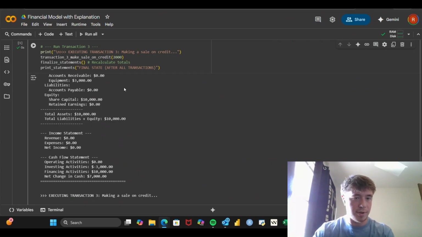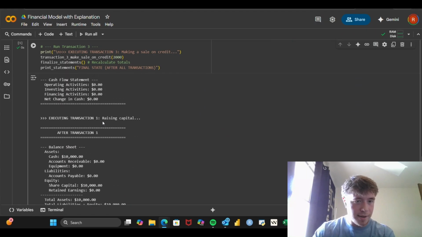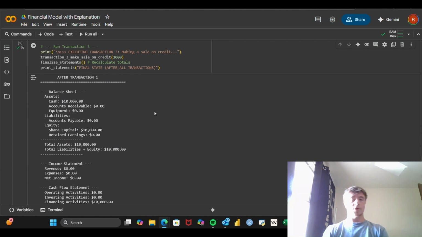So for this first one, it appears for transaction 1, which was raising capital from investors, we see that our cash went up $10,000. Our accounts receivable went up 0 because it was a financing activity. Liabilities, there's nothing there. We didn't pay anything. Our capital share went up $10,000, and looking down here, our total assets are $10,000, and then total liabilities plus equity is also $10,000, which is important for the balance sheet because we need these to balance out.